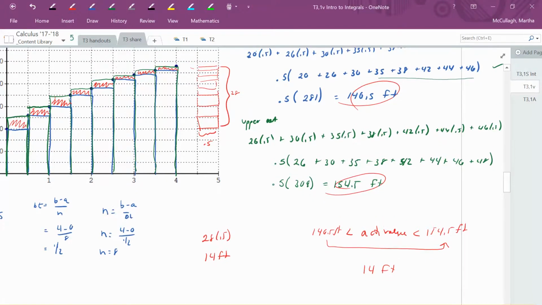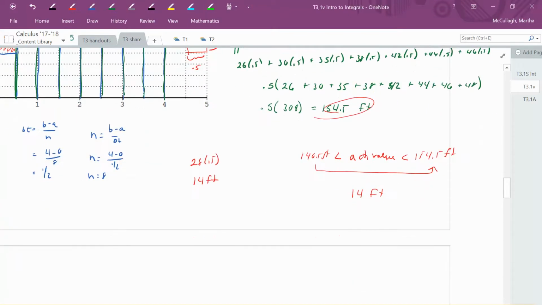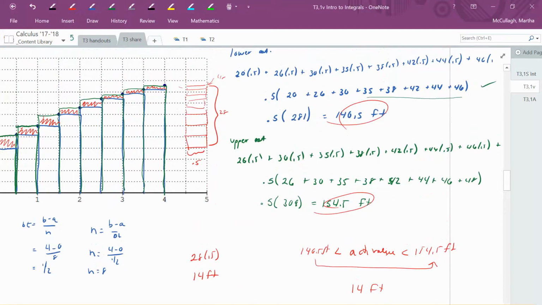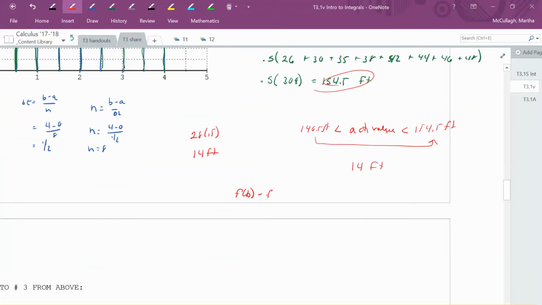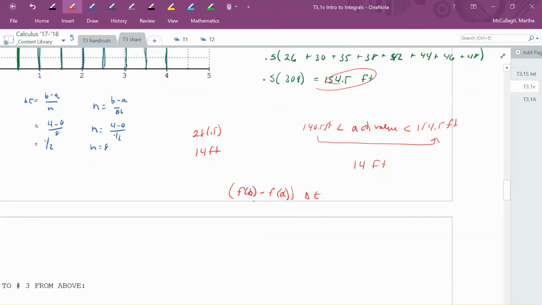What I'd like to point out here is that this 48 is our f of b. So I can take my f of b, and then I subtracted my f of a. How tall is this? Well, it's f of b minus this f of a. And then I multiplied that by how wide this rectangle is. This equation is what we're going to call our error equation, or our accuracy.